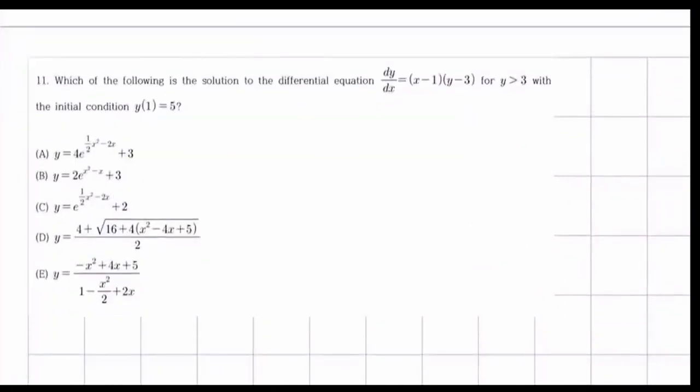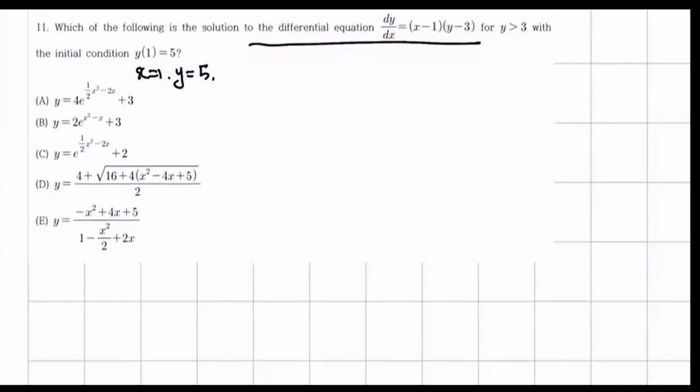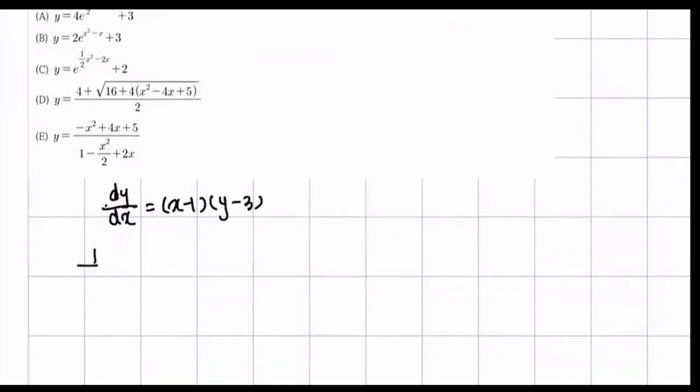Next problem is 11. Which of the following is the solution to the differential equation like this for y more than 3 with the initial condition x equals 1, then y equals 5? Okay, follow the steps for the differential equation. You should separate these variables respectively like this. dy over dx equals x minus 1 times y minus 3. Separate like this: 1 over y minus 3 dy equals x minus 1 dx.